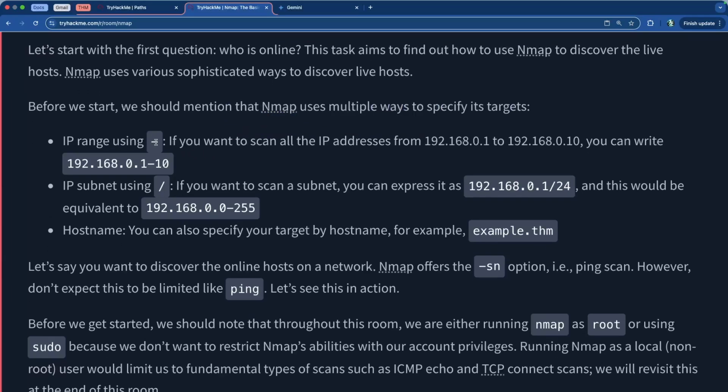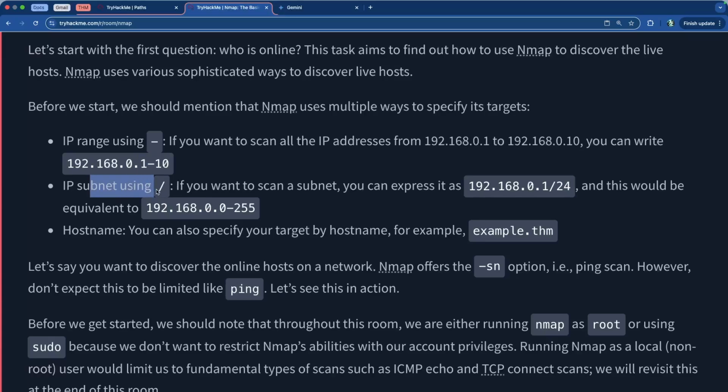So for example, you can actually use an IP range. If you want to scan everything from 1 to 10, you can write it as, you have the subnet, and then you have 1 to 10. That would be one version of it.